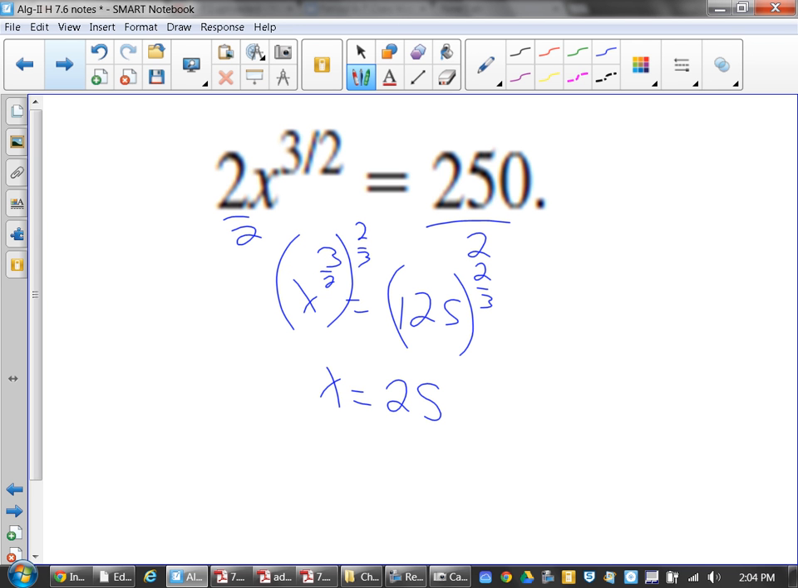Do you only do the thing where you multiply by the reciprocal if it's an equal sign? Yes. That's how you undo the exponent.